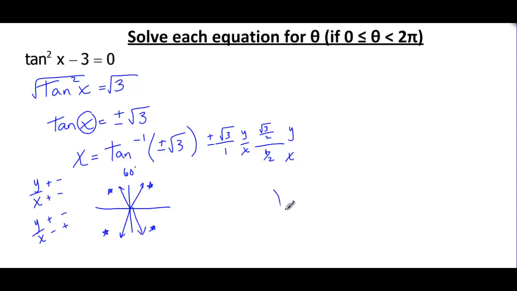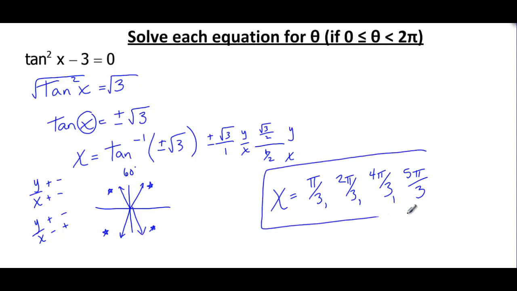This is why it's important to remember those families. So all the 60s are pi over 3 in the first quadrant, 2 pi over 3 in the second quadrant, 4 pi over 3 in the third quadrant, and 5 pi over 3 in the fourth quadrant. Now, the reason I stopped there is because I'm asking for all of my answers to be between 0 and 2 pi, just our unit circle.